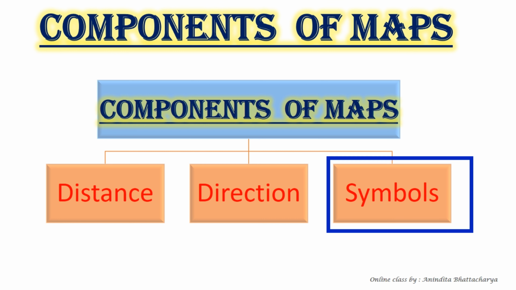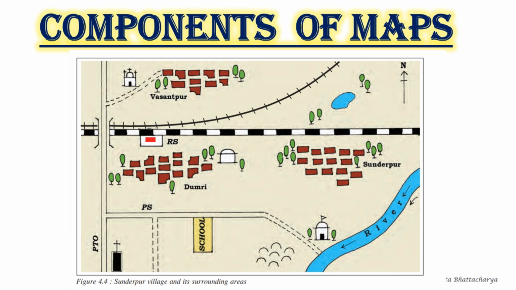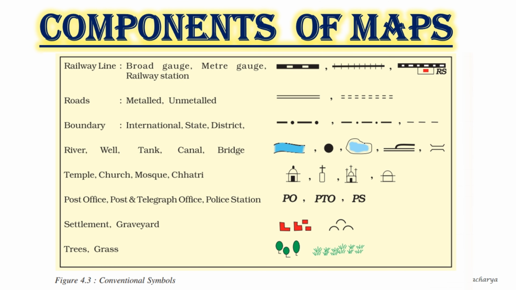Symbols is the third important component of a map. The map have to show a number of features such as buildings, trees, village, roads, bridges, railway lines or a well. These symbols gives a lot of information in a little space. Using these symbols, map can be drawn easily. The use of symbols makes map simple to read.